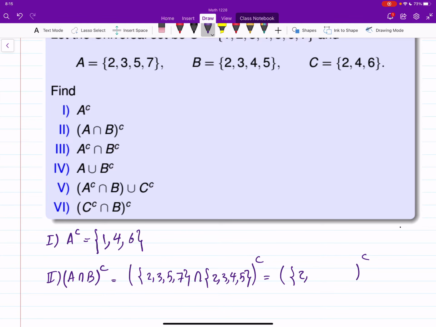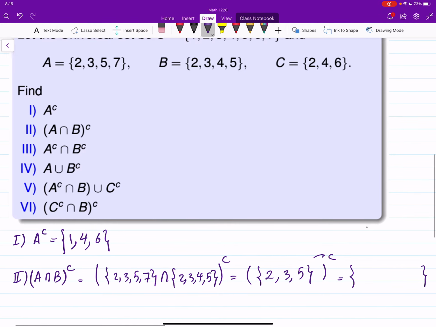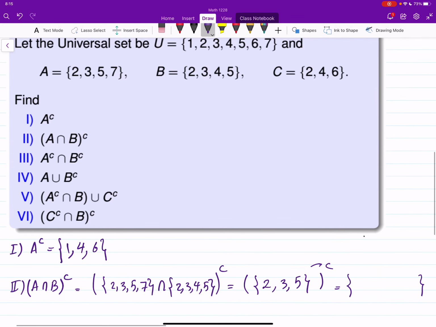So 2 is in both of them. 3 is in both of them. And 5 is in both of them. Now that I found the intersection, it's time to take the complement. The complement is anything which is in the universal set, in this case 1 to 7, which are not in the set given here. So it will be 1, 4, 6, and 7. Taking complement, yes?